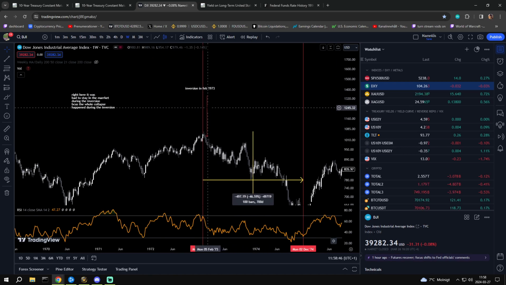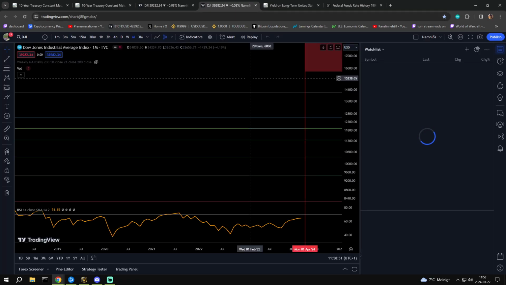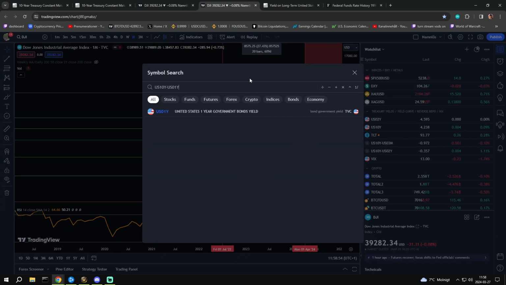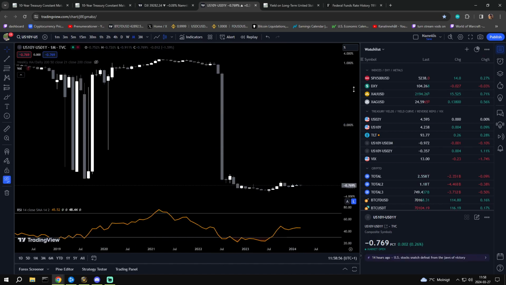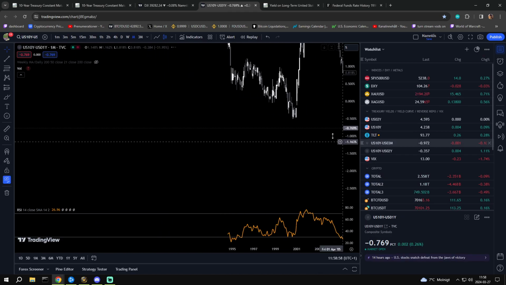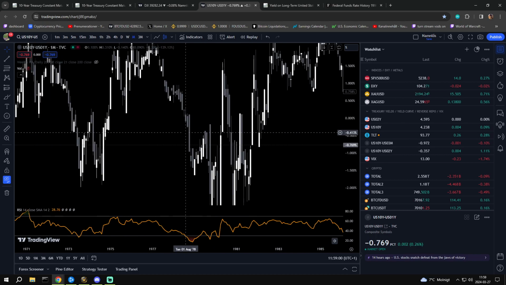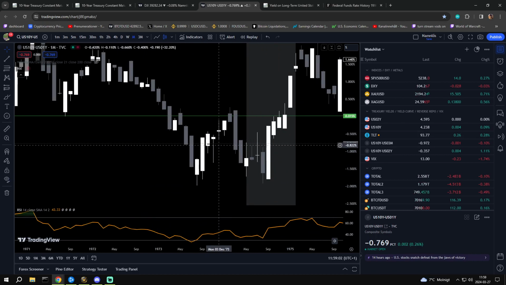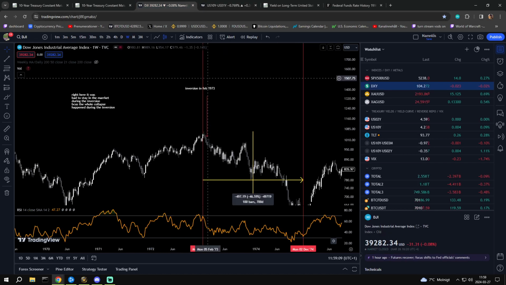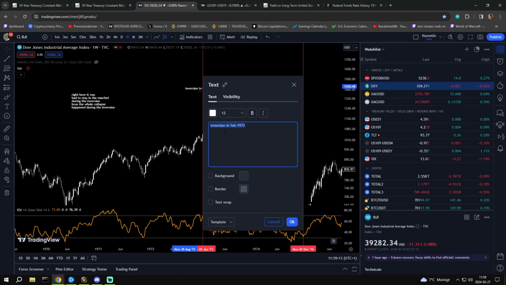The yield curve, the inversion occurred in February of 1973. How do I know that? Let me open another chart. US 10 year, US 1 year. I have to go back to the chart. So the yield curve inverts here in March 1973. Okay, so it's not actually February. In March 1973.